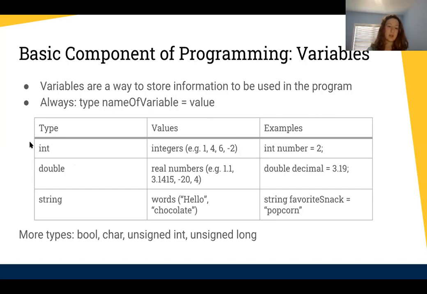One of these types of variables is an int. And an int is all your integers, so all your numbers that are whole numbers, so 1, 4, 6, -2. And this is an example of how you would declare that variable. We also have doubles, which include all your real numbers, which means it'll include all the decimals in between your whole numbers as well as those whole numbers.